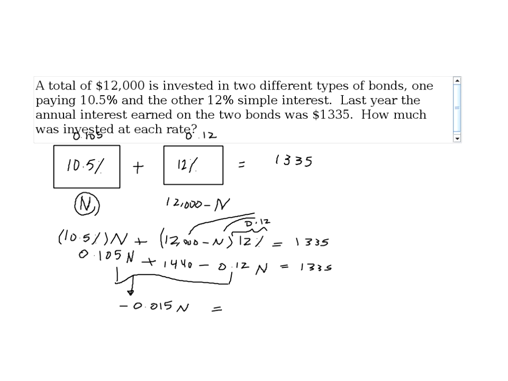equal to, if I subtract 1440, so I would get N, divide both sides by minus 0.015. So N would be equal to minus 105 divided by minus 0.015. So it would be positive 7,000. That would be $7,000.